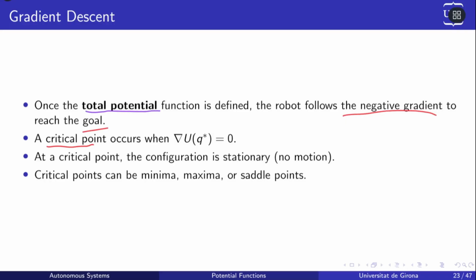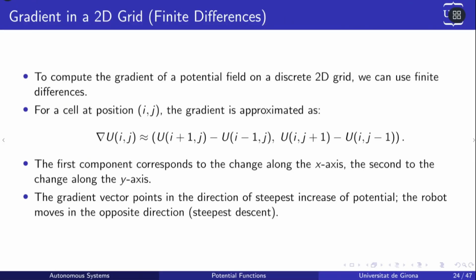This is a critical point. If this critical point happens in the goal, perfect, you have reached the goal, which is what you want. But if this critical point happens in the middle of the trajectory that you are following, you are lost, no? You stay there. And that is what I am telling you here. The critical points can be a maximum, a minimum, or a saddle point. If it's the global minimum, perfect, it's where you want to go. But if it's a saddle point or a local minimum, sorry, then we have a problem.